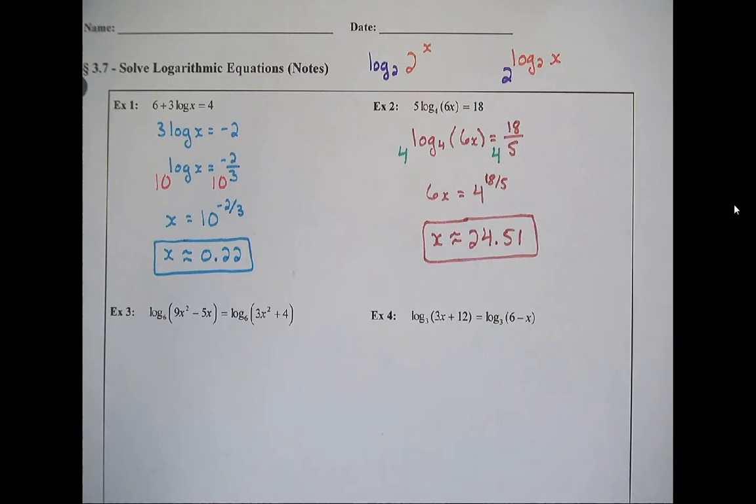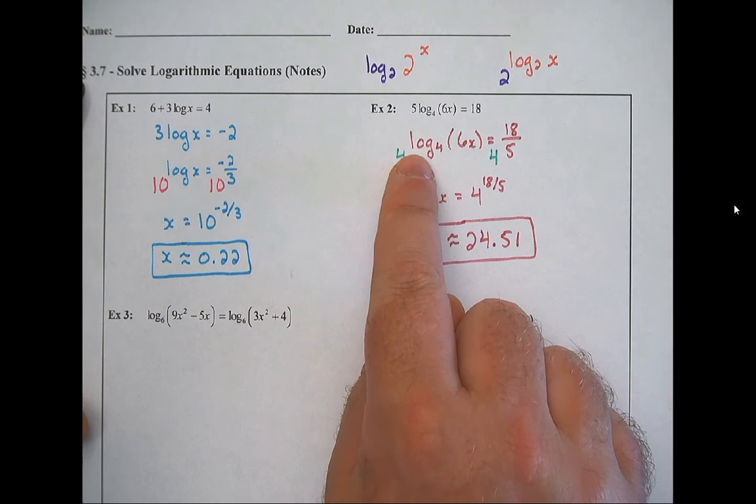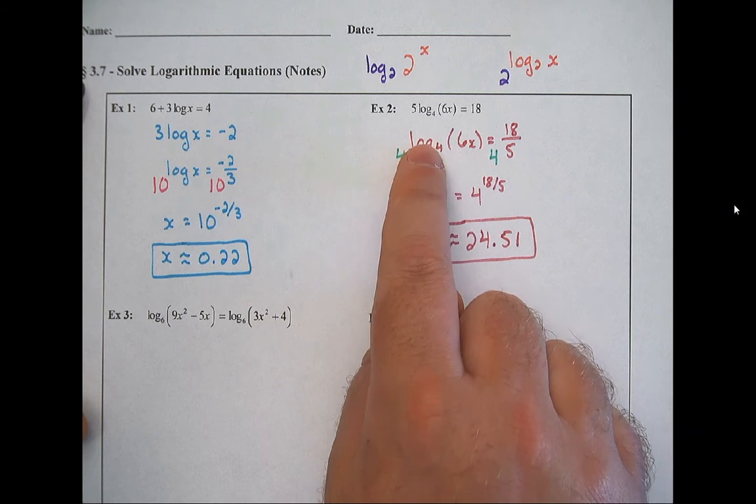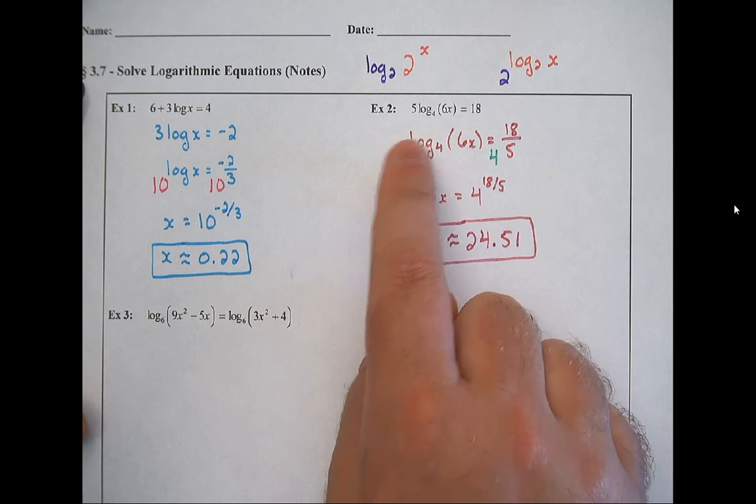All right, so this is kind of the heart of the idea. The heart of the lesson is how to kill off logs. And we just kill it by whatever the base is to the. So what kills log? 4 to the.